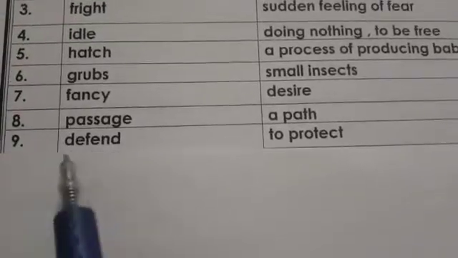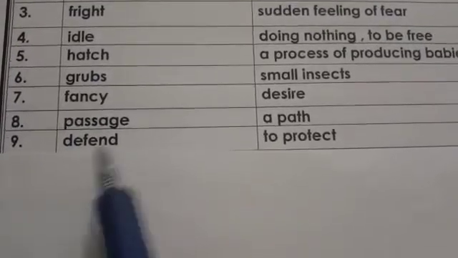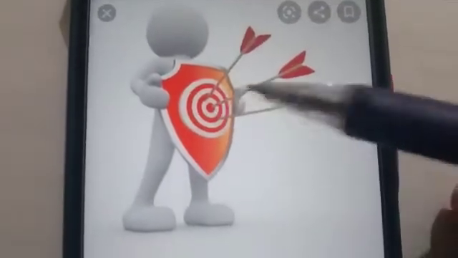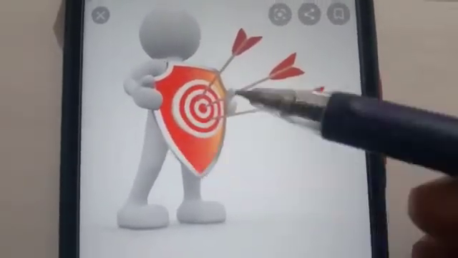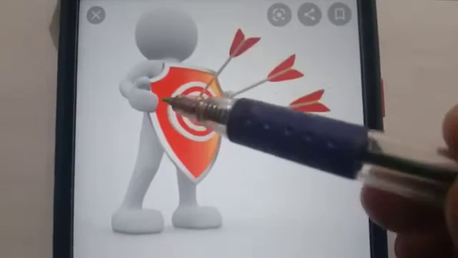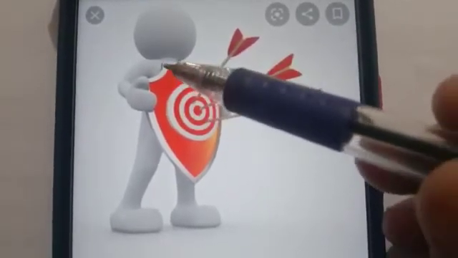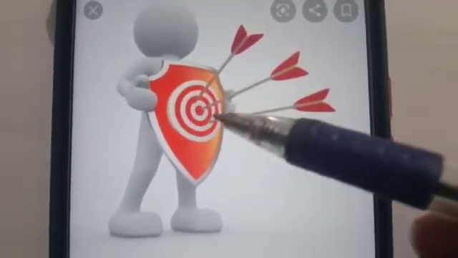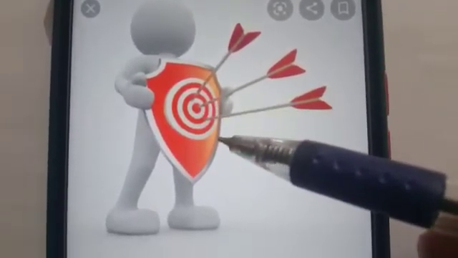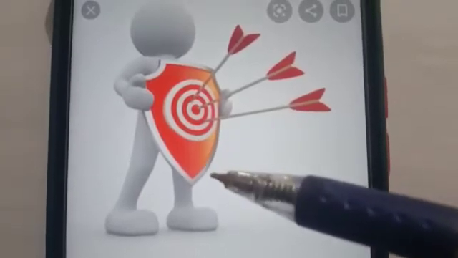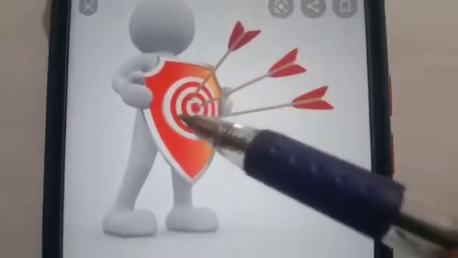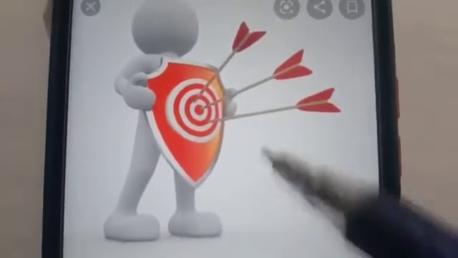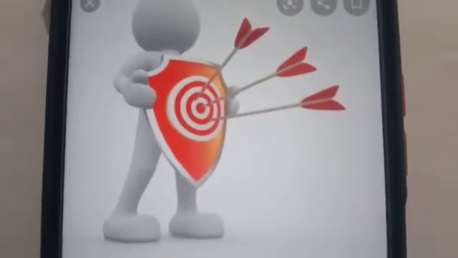Then you have to write your ninth word, that is defend. Defend means to protect. Okay, look here in this picture. The man is defending himself from arrows. This shield is protecting that man from the arrows. Okay, so this is called defend. Okay, self defense, or he is protecting himself with the help of a shield. Okay, now you know what is defend.